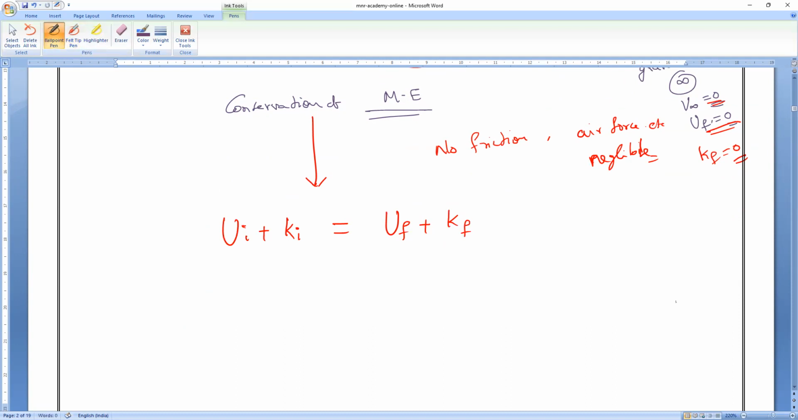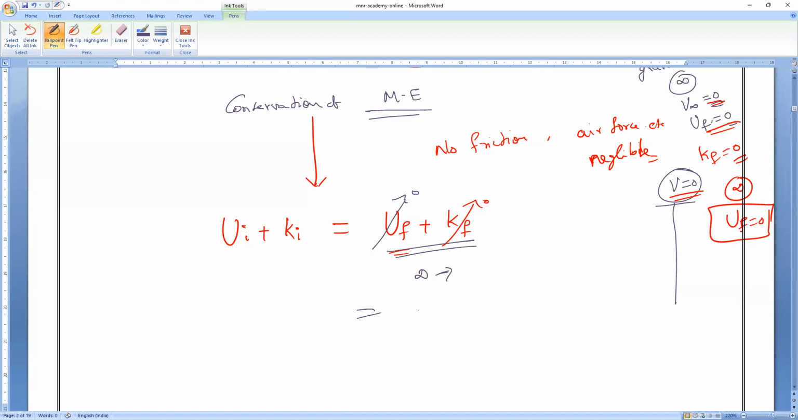Whatever the height, the final velocity is what, everybody? It is 0. So the final kinetic energy is 0. And if the velocity is 0 at infinity, what is the potential energy also? We already know that at the infinity point the potential energy is also 0. So at infinity, the final energy in the conservation of energy is 0.